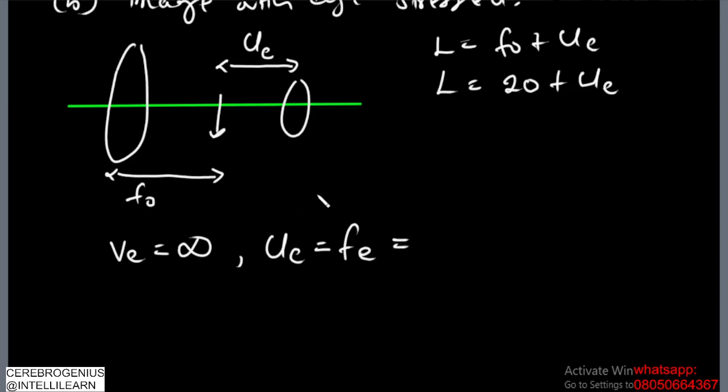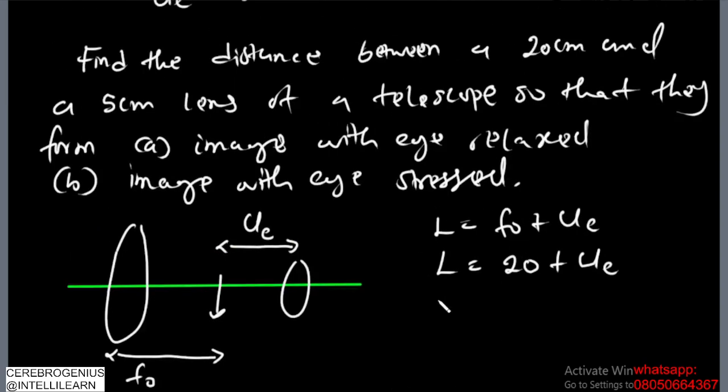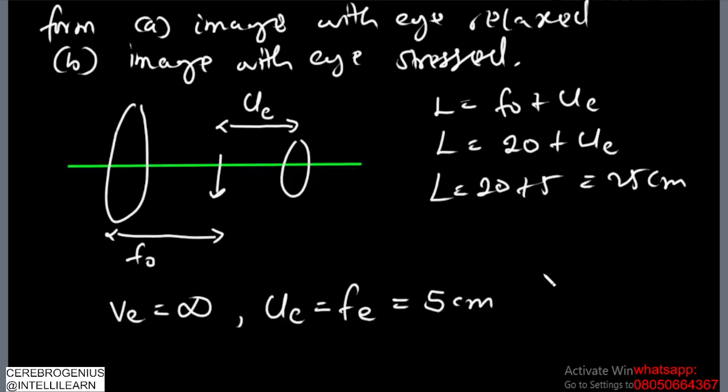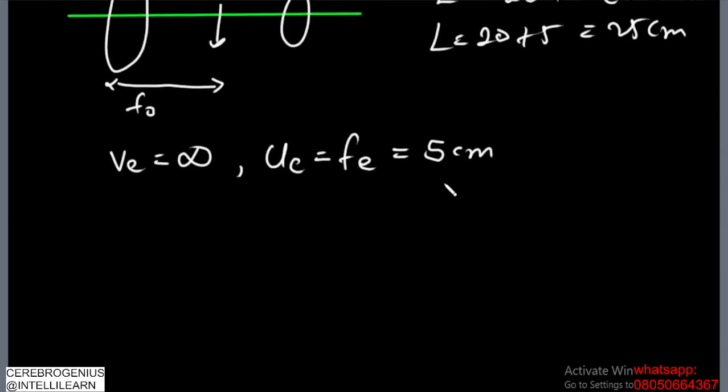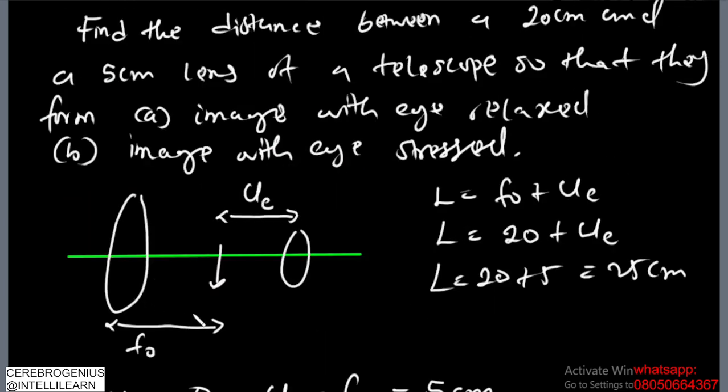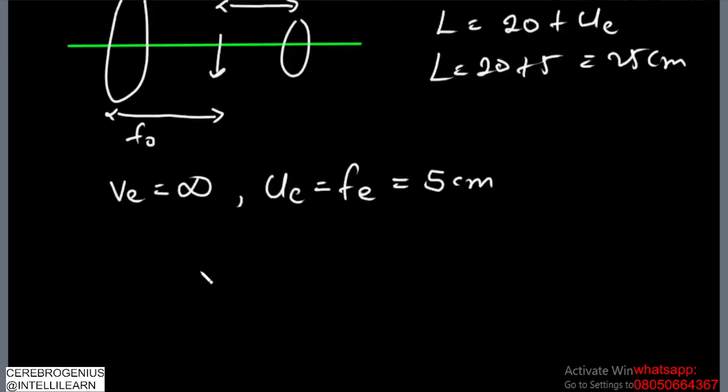We have talked about them before. So for it to form an image at infinity means the object is placed at its focus. So that means UE is going to be equal to its focus, which is what? 5 centimeter, right? So we just come here, this is going to be 20 plus 5, and that will be 25 centimeter. When we are using it to view distant objects, that's why we took this to be f naught, because you know that the image will be at its own focus, right?